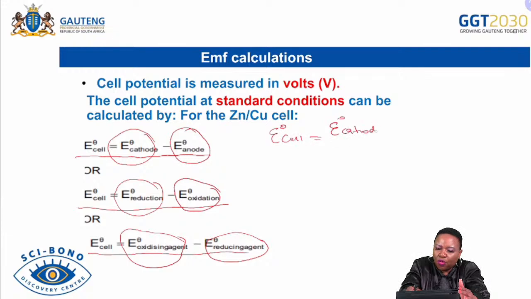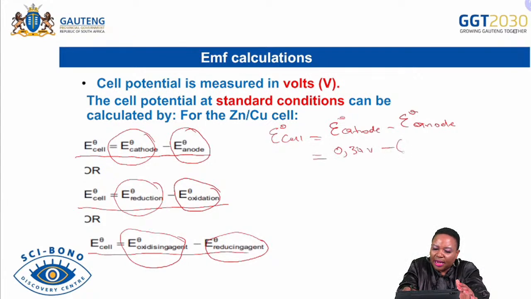Make sure that you copy your formula exactly as it appears on the formula sheet, without writing any abbreviation or whatever. So the copper half cell is giving us positive 0.34 volts, minus zinc. If you check it on the table, zinc is minus 0.76 volts. Therefore, we are going to find 0.34 volts plus 0.76 volts, and when we add them together, you're going to find 1.1 volts.